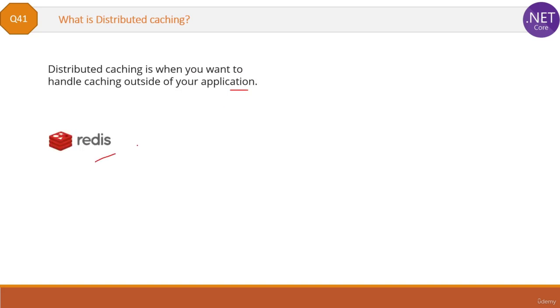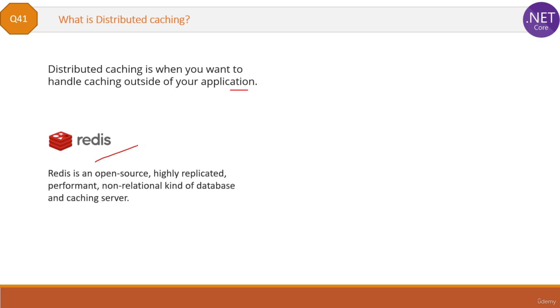If you have heard of Redis, this is the best option right now available for distributed caching. It is an open source, highly replicated, performant, non-relational kind of database and caching server. So this Redis is a caching server which will make your caching easier. Again, I will say you want this Redis caching server only when you have an enterprise level application. For normal applications, you can do it by the in-memory caching only. There is no need of distributed caching for a normal web application, a simple or medium level web application.